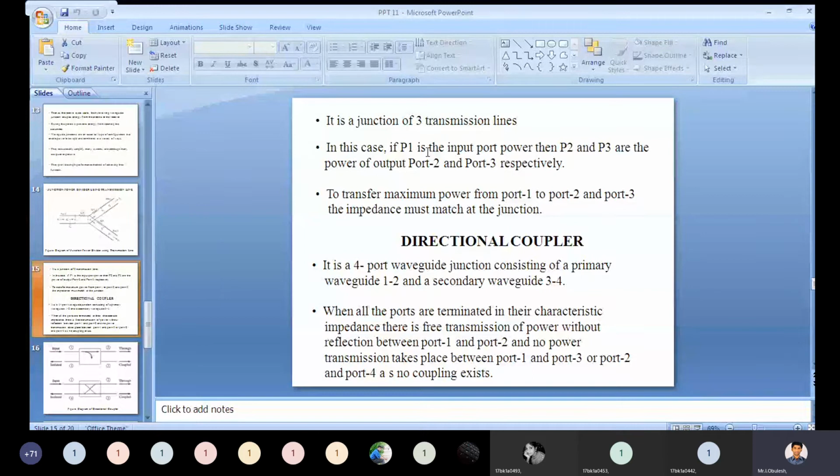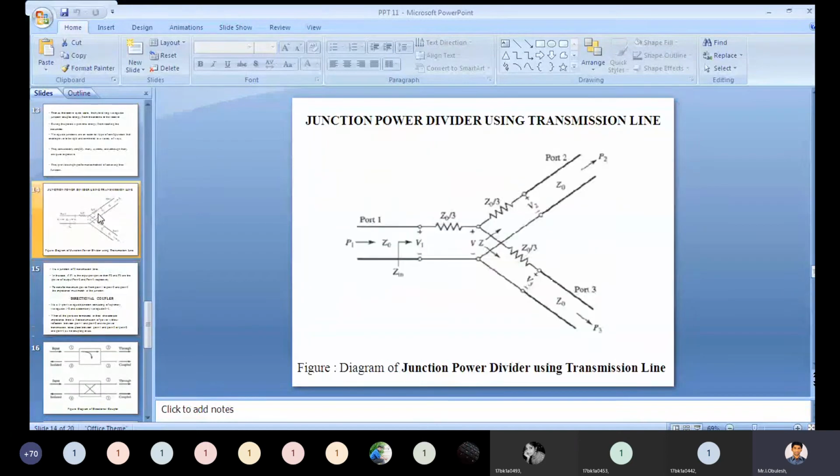In this case we have port 1 as the input port for power, then P2 and P3 will act as output ports. Let us assume you are applying an input signal with amplitude V1, having impedance of Z0. Through this port the input impedance is ZIN. If it acts as an input port, the remaining ports, port 2 and port 3, will act as output ports. That is what we represent here also.